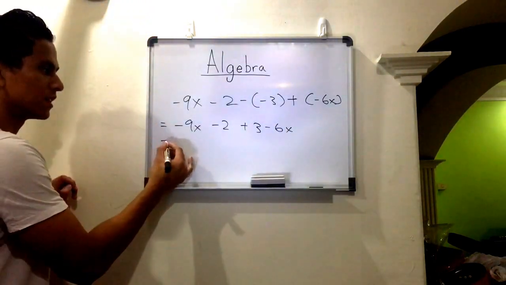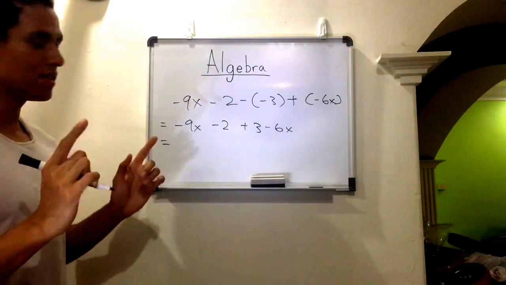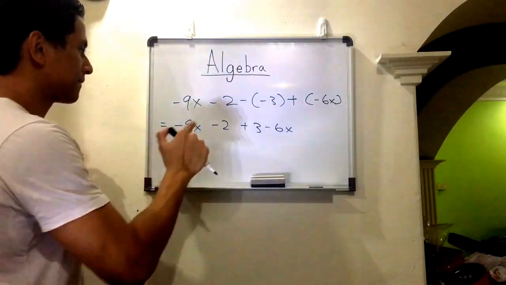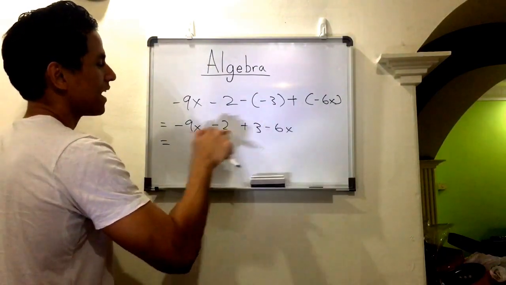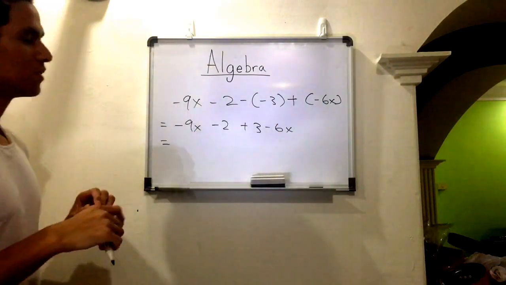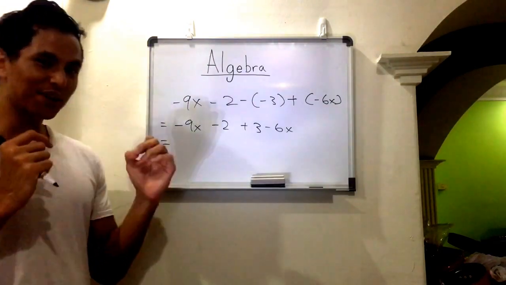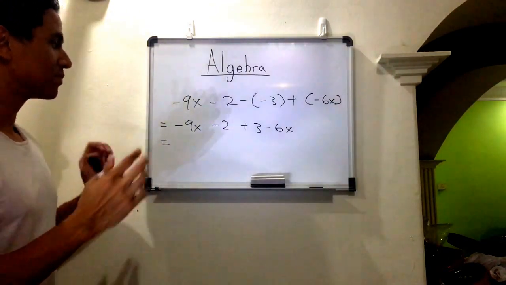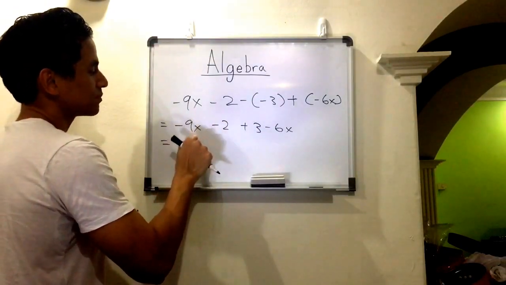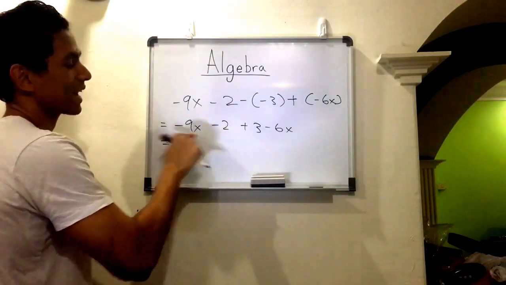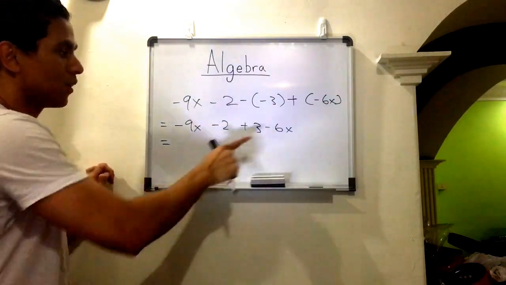Therefore, this would simplify to minus. In this question, take note that these 2 do not have x, while these 2 have x. So we can only add and subtract the x's together if they have the same term. In this case, there's no x, so we can't say minus 9x minus 2 becomes minus 11x. We can't, because this does not have an x, this does not have an x. Only this has an x.